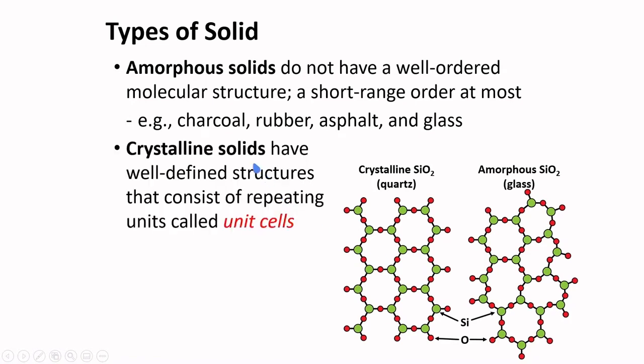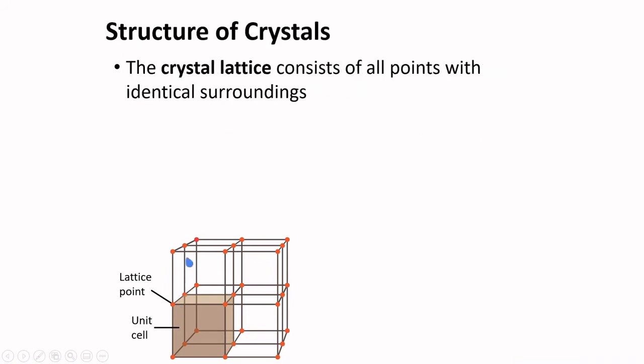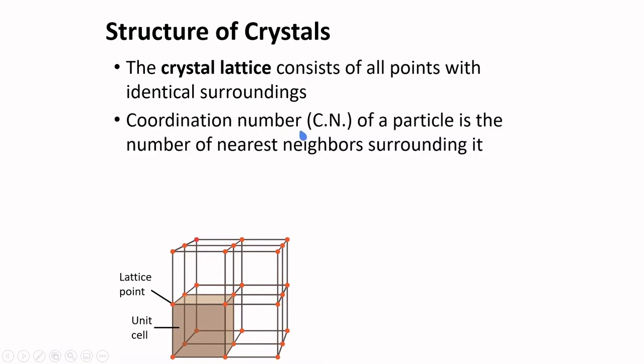Crystalline solids have well-defined structures that consist of repeating units called unit cells. Unit cells have lattice points. Atoms or ions occupy the lattice points in a crystalline solid. The crystal lattice consists of all points with identical surroundings. The coordination number of a particle is the number of nearest neighbors surrounding it.